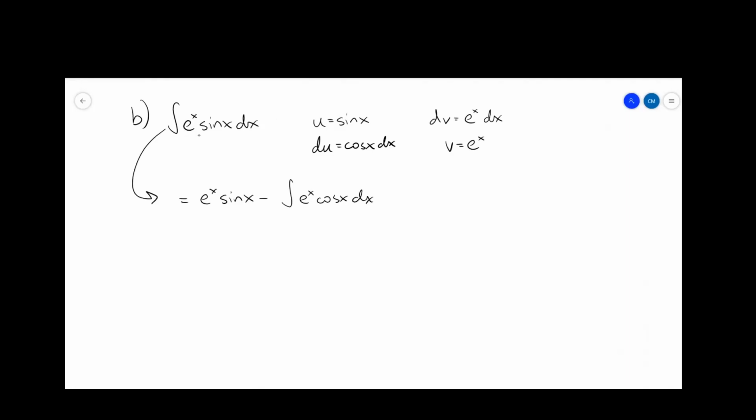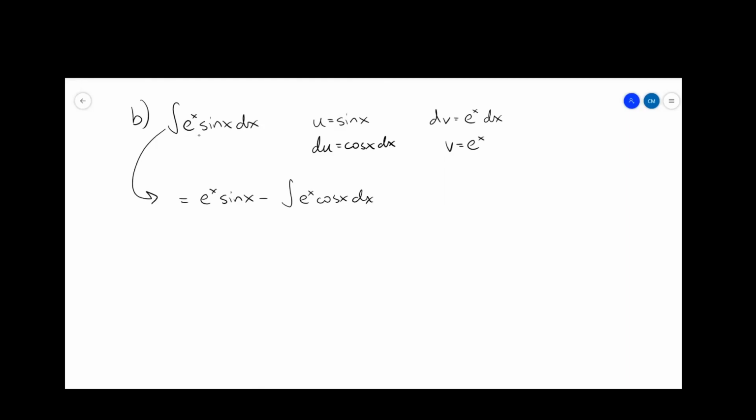Okay, so now if we look at that new integral that we have, e to the x cosine x, well, that doesn't look any easier than the one we started with. It just looks like e to the x sine x, except it's a cosine instead of a sine. So I'm not sure, does this help? Are we kind of stuck?